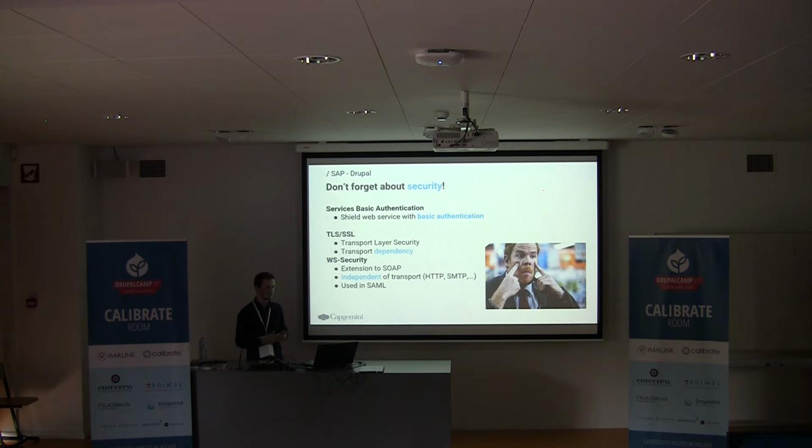And probably the last one is a little bit less familiar. This is an extension to SOAP in which you can add security to your messages without restricting yourself to a certain transport protocol. Because when you use transport layer security, you're obliged to use HTTP. Now, with WS security, we can do the same over SMTP, HTTP, so it's more widespread. You can do more things with it. And again, this WS security is also used in SAML to encrypt our data and to sign our data.